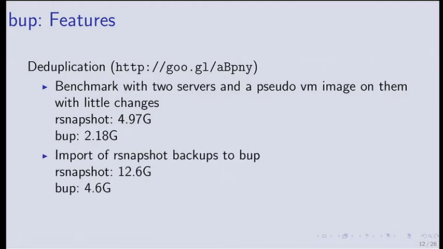I also did an import of my rsnapshot backup. At the moment, I use rsnapshot for my production backups. And yeah, my rsnapshot backups are 12.6 gig, and BUP fits it into 4.6.